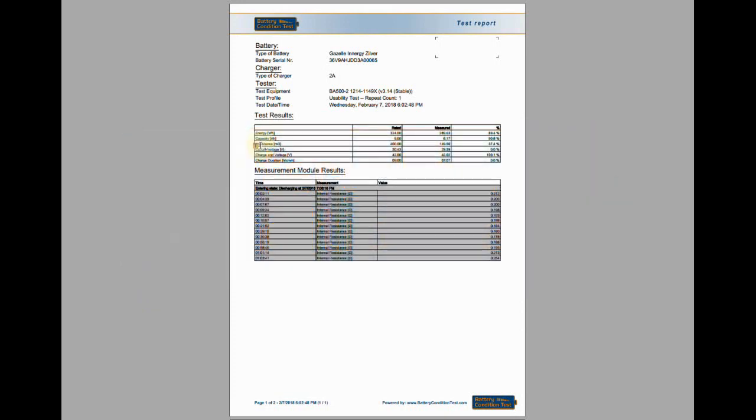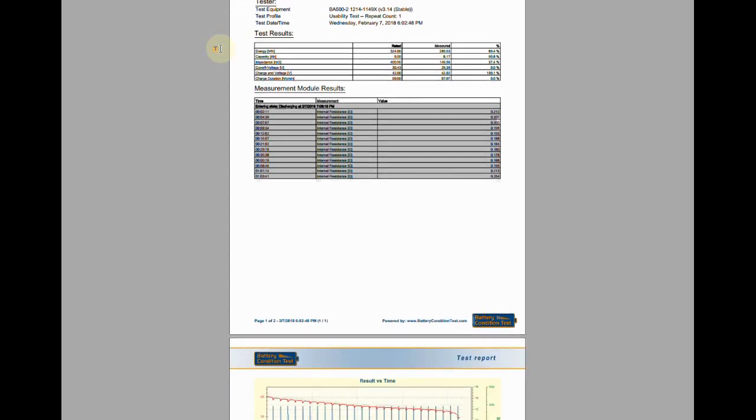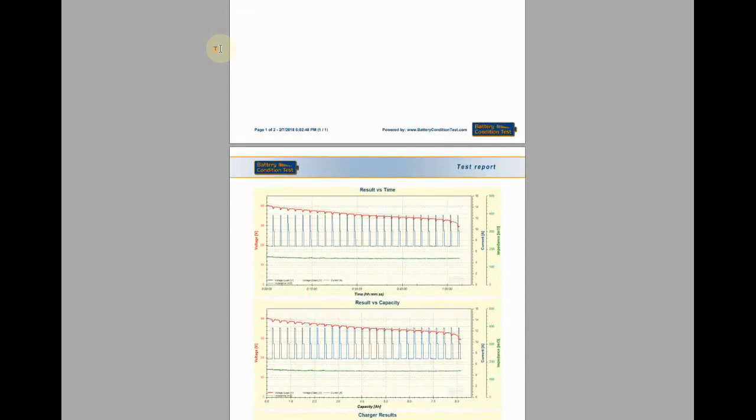In this video I will show you how to read and interpret a test report of the battery testers from battery condition test. A test report is normally split in two pages. The first page shows the results in numbers, the second page shows the graphs.